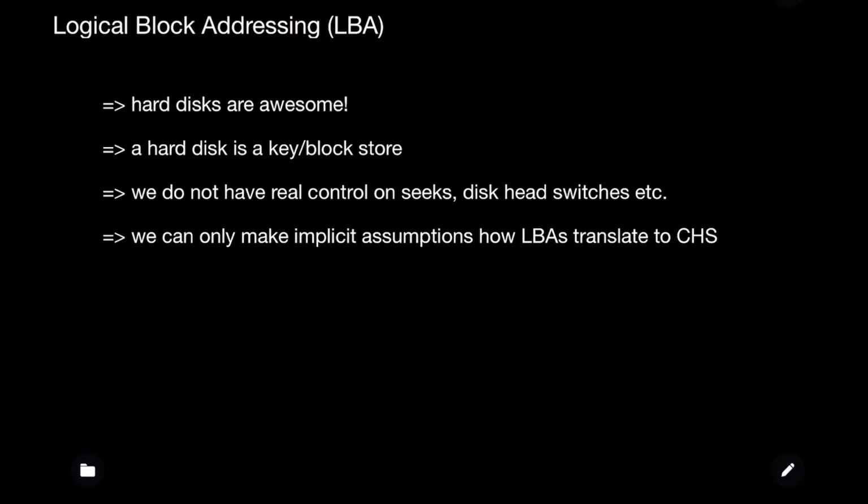So what that means is, hard disks are awesome. They do many, many things we don't have to worry about anymore. So the interface is way more high level. A hard disk is basically a key block store. So you map a key, that is this ID, to a block of data. Yes? But if there is a bad sector and we have data on it, yeah.